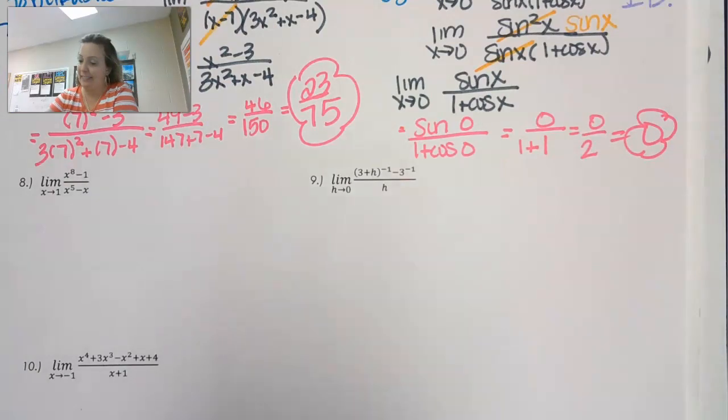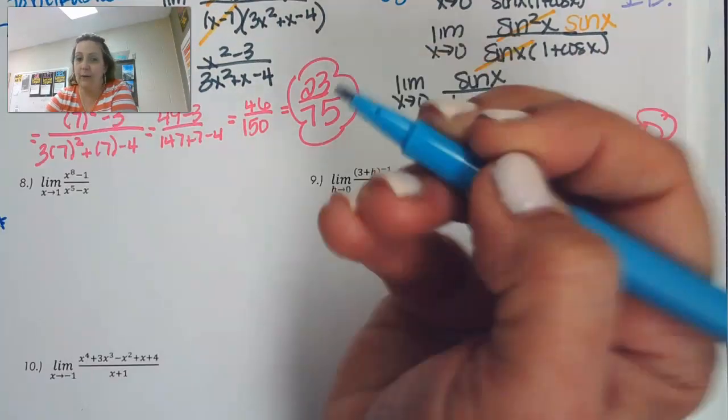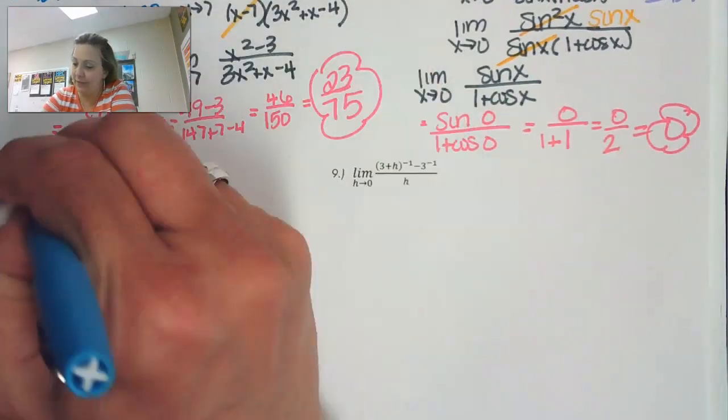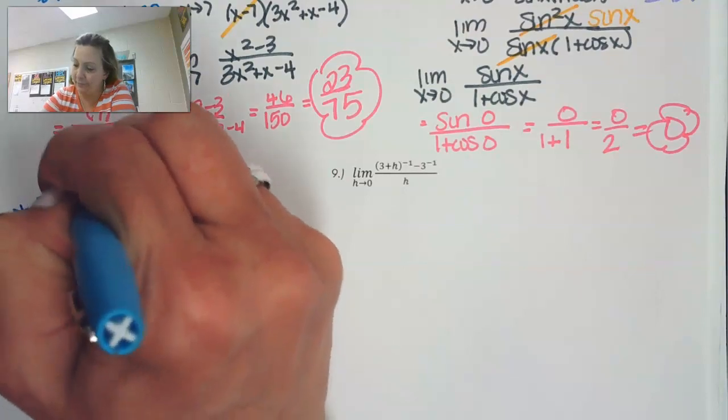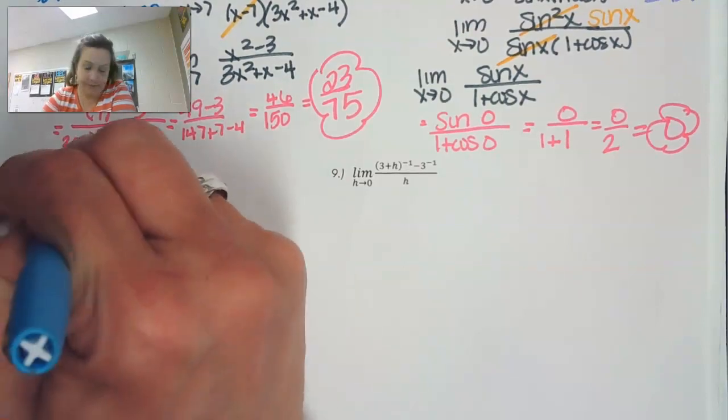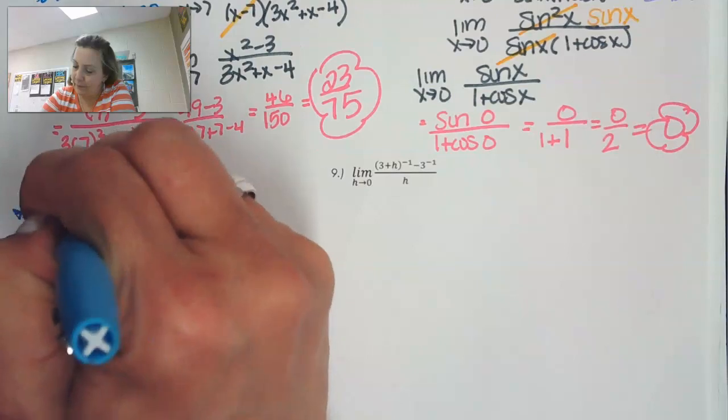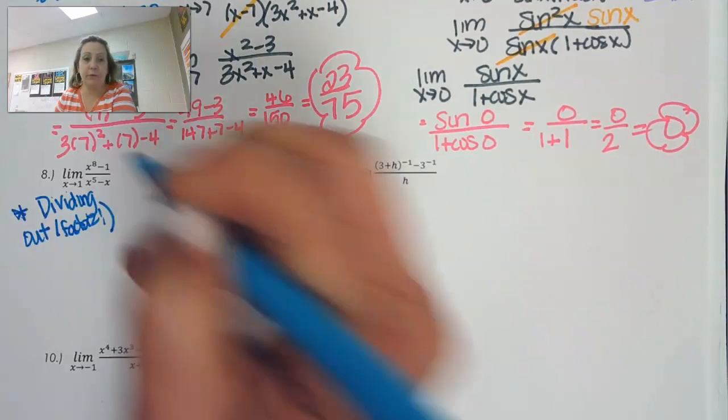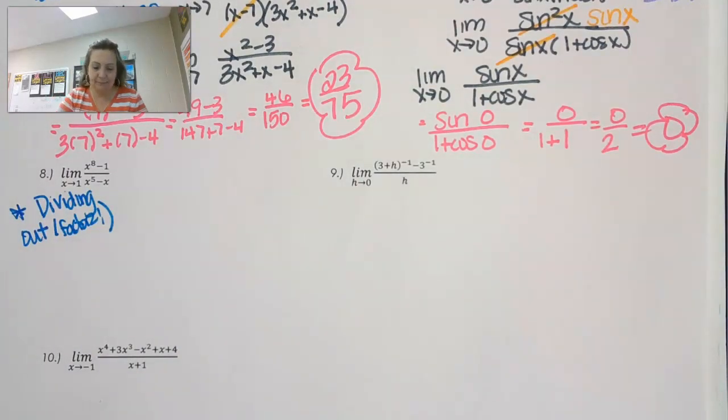All right, number 8. The limit of x to the 8th minus 1 over x to the 5th minus x as x approaches 1. As you can see, if we put in 1, we get an indeterminate form. We get 0 in the denominator and in the numerator. And so what that means is that we can use the dividing out technique, which basically means we're just going to factor both. And these are factorable at this point.